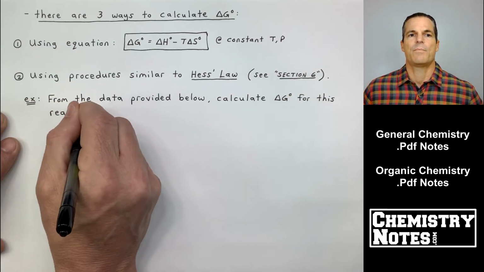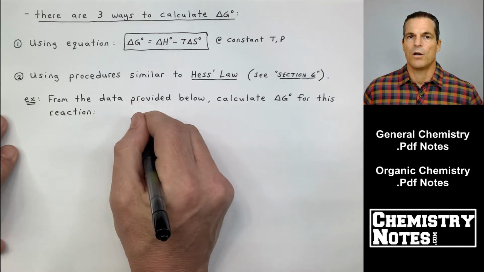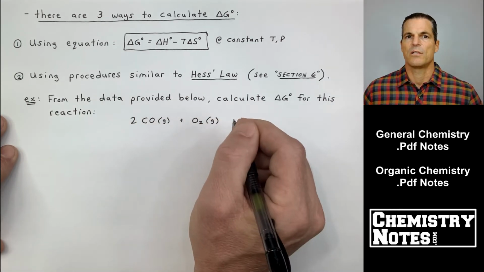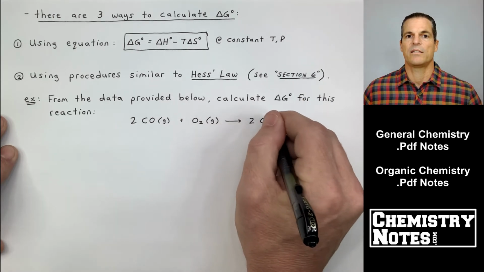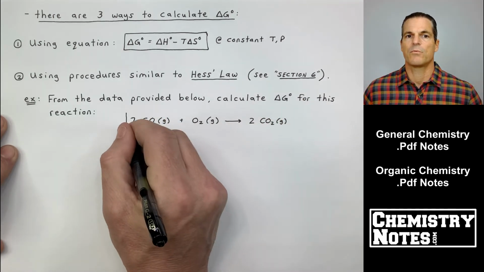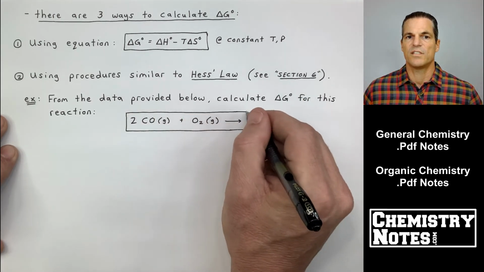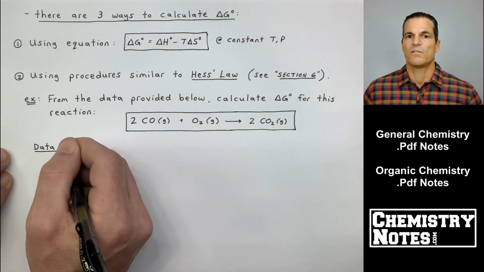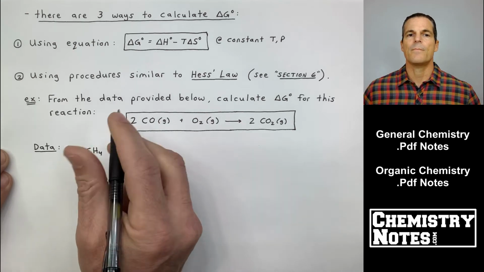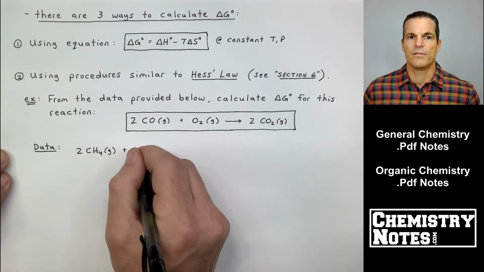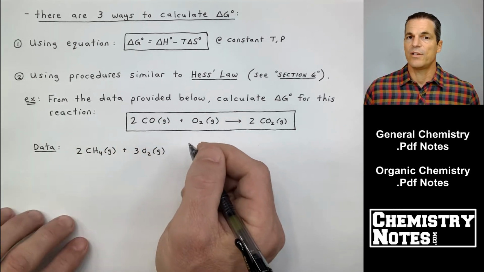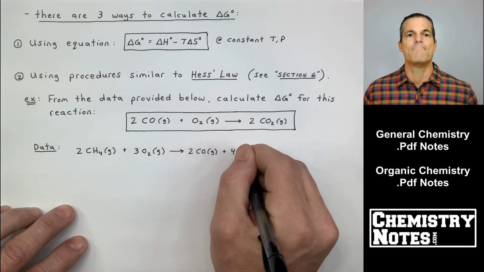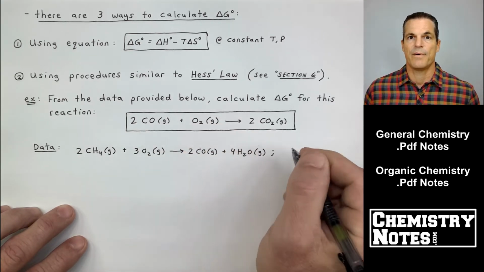So, example, from the data provided below, calculate delta G for this reaction. This is the reaction we want to calculate delta G for. It has a box around it. It is 2 moles of CO plus 1 mole of O2 yields 2 moles of CO2 gas. Now, I'm going to show you a series of equations here, and we need to use these equations in order to make the equation we see in the box.